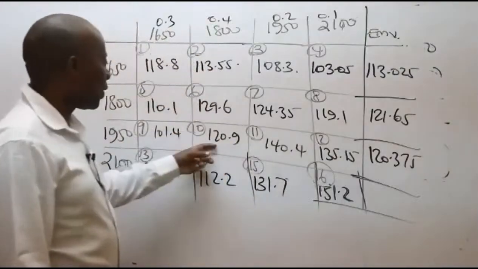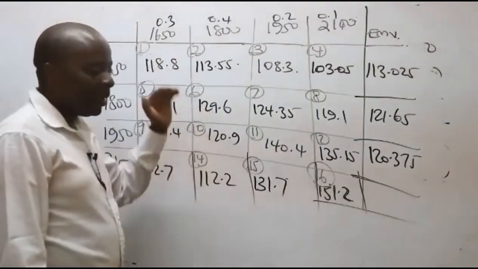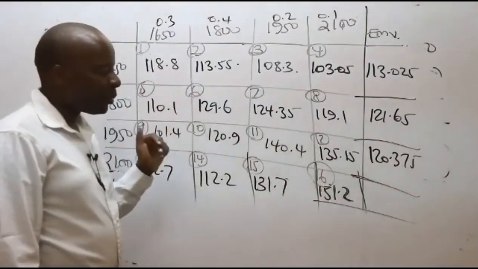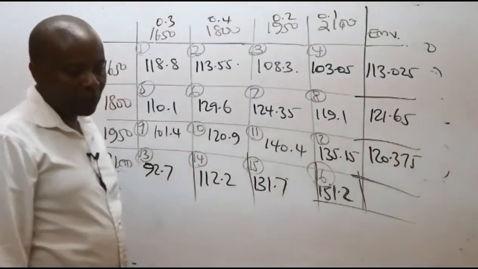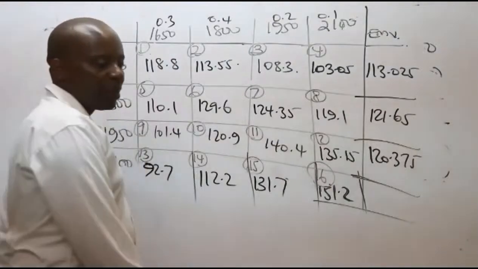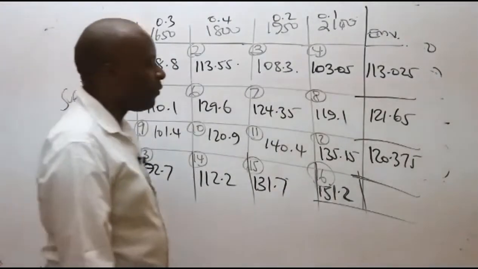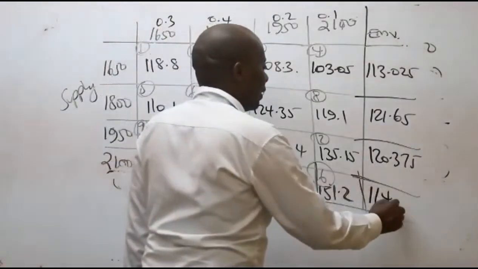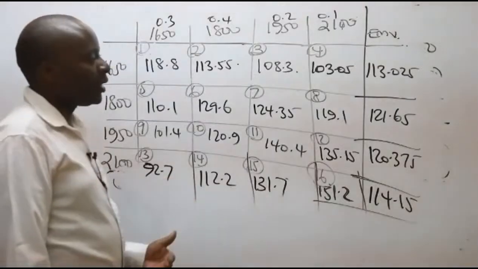How did they get this 120.375? They took the profit that we have here and then they averaged them by multiplying them with the probabilities like that. And then we have the last one. The last one, what do we have? Somebody. 114.15.